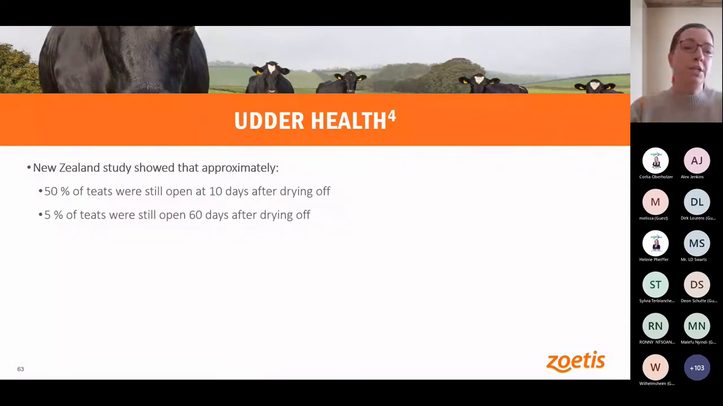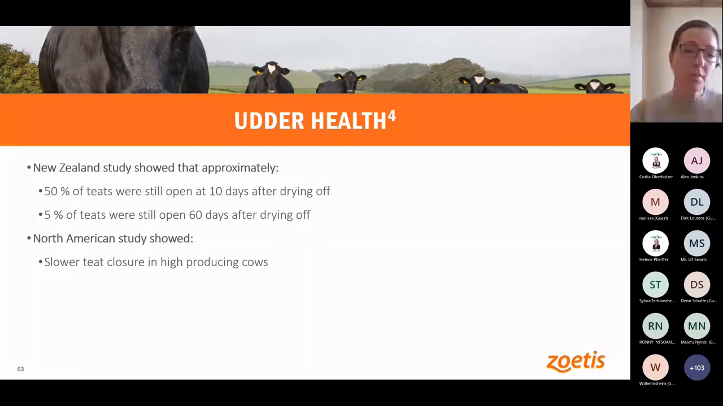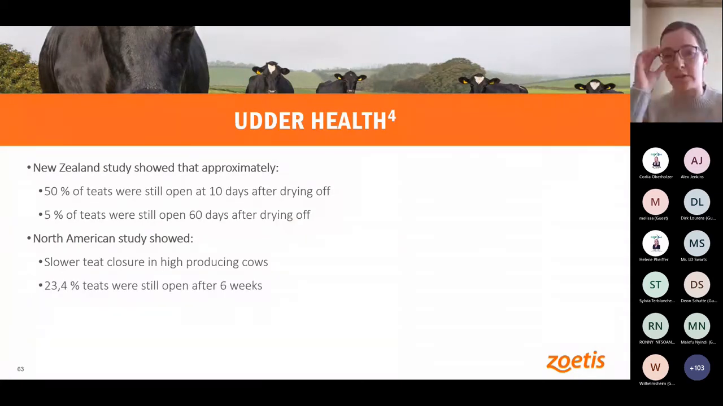So one New Zealand study showed that about 50% of the teats in the study were still open 10 days after drying off, and 5% of teats were still open 60 days after drying off. That can be longer than some people's dry period on their farm. Another study showed that you can expect slower teat closure in higher producing animals, and that 23.4% of these teats were still open after 6 weeks, which is also pretty much the entire dry period.